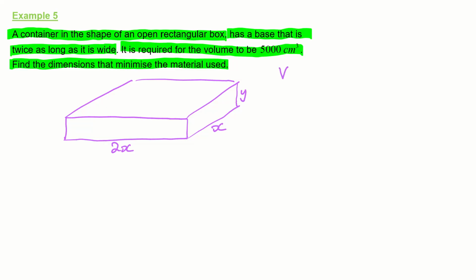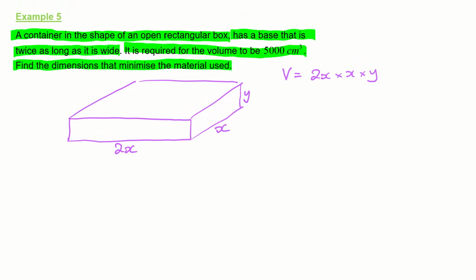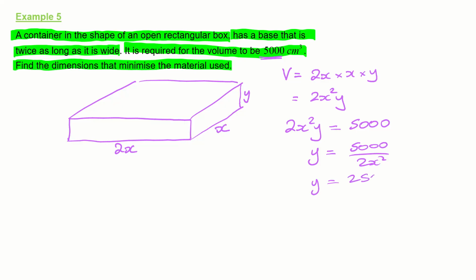The volume would be 2x times x times y. And so that is going to be 2x squared y. But we know the volume has to be 5,000. So that gives me 2x squared y is equal to 5,000. And therefore y would be 5,000 over 2x squared, or 2,500 over x squared.